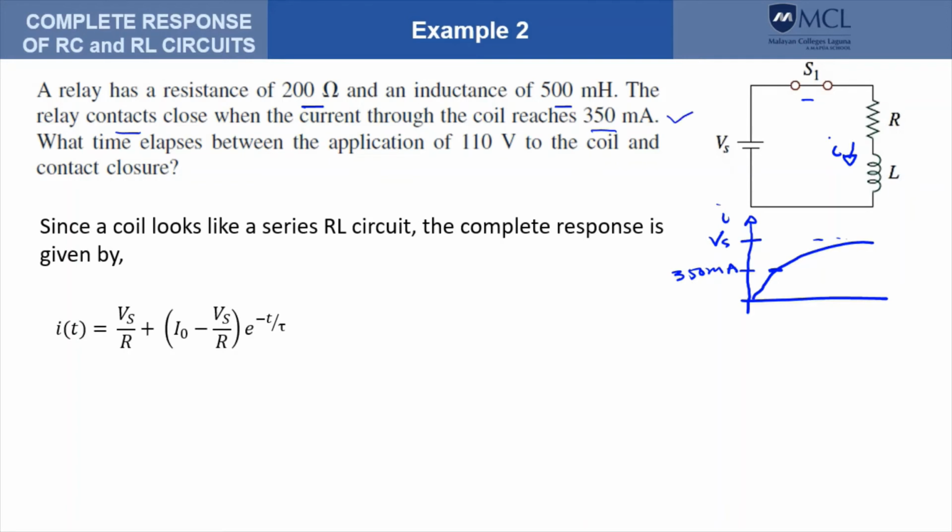So the question is the time required, or the time that will elapse, between the application of the 110 volts to the coil and the closure of the switch. Since the coil looks like a series RL, the complete response is given by this equation, where tau is the time constant of the series RL, and that can be computed.